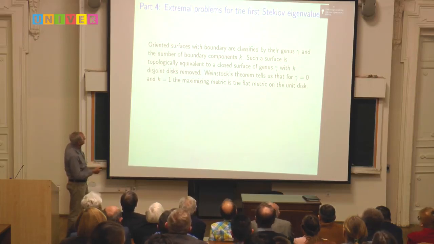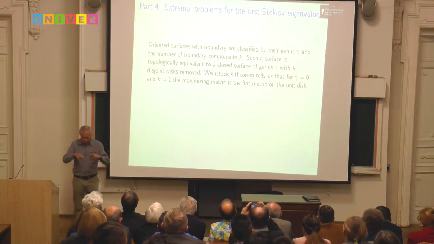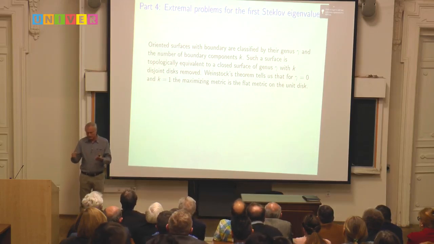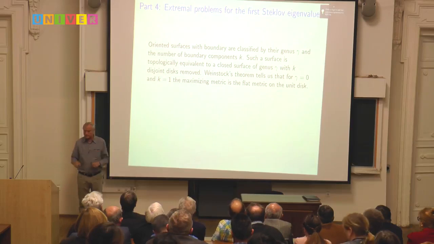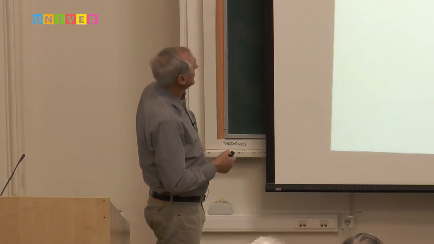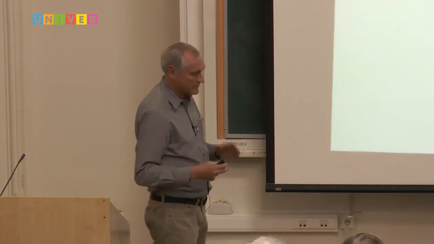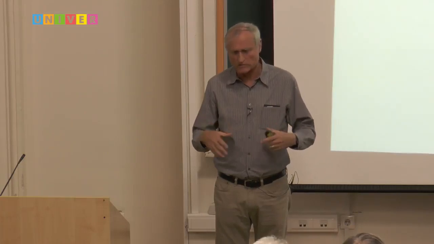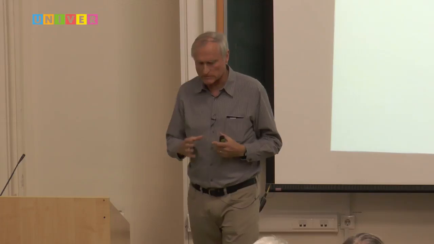Oriented surfaces with boundary are classified by the genus gamma and the number of boundary components k. The surface is topologically equivalent to a closed surface of genus gamma, that is, a sphere with gamma handles, minus k disks. So that's what the topology of surfaces would tell us. And then we can ask, given a smooth surface and smooth metrics on it, what's the maximum value for sigma 1 times L? Or can we understand that?